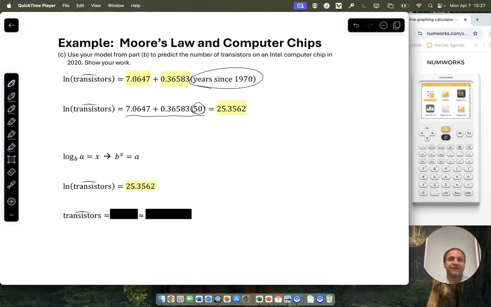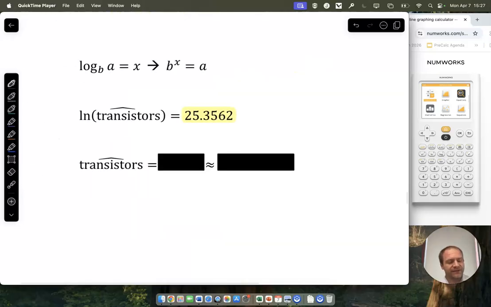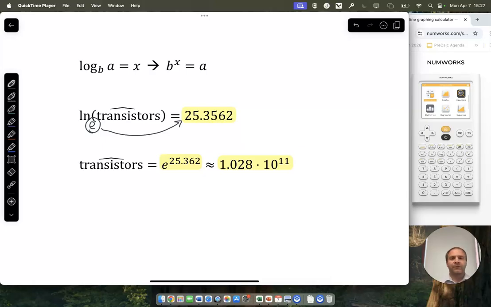But my predicted response variable is not transistors hat. It's the natural log of transistors hat. I have to get rid of the natural log. Remember, natural log has a base of e. So e is my base, and 25.3562 is my power. By converting to exponential form, I now have transistors hat. In my calculator, I get about 1.028 times 10 to the 11th power.